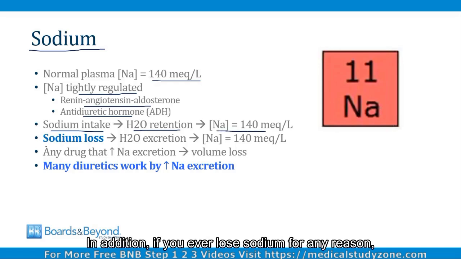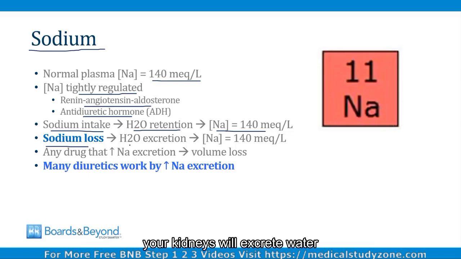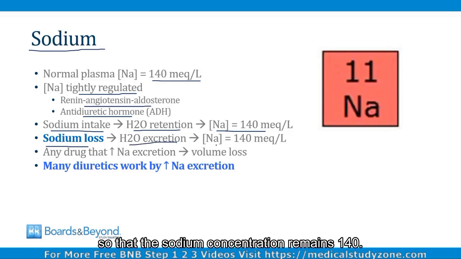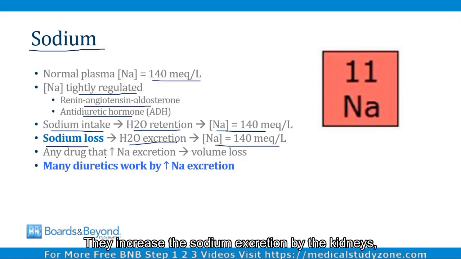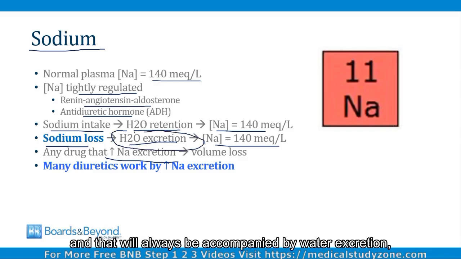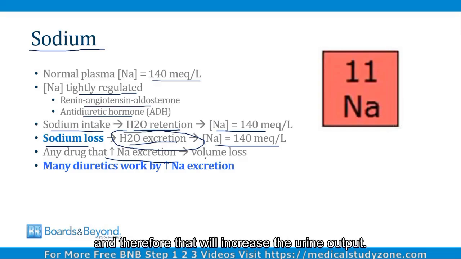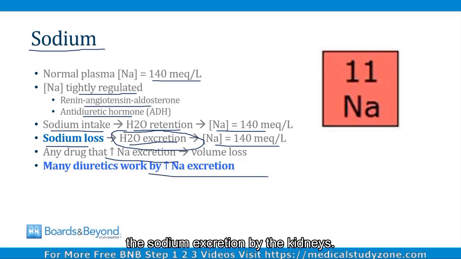In addition, if you ever lose sodium for any reason, your kidneys will excrete water so that the sodium concentration remains 140. And so this is how most diuretics work. They increase the sodium excretion by the kidneys, and that will always be accompanied by water excretion, and therefore that will increase the urine output. So many diuretics work by increasing the sodium excretion by the kidneys. This always leads to water excretion and therefore an increase in urine output.